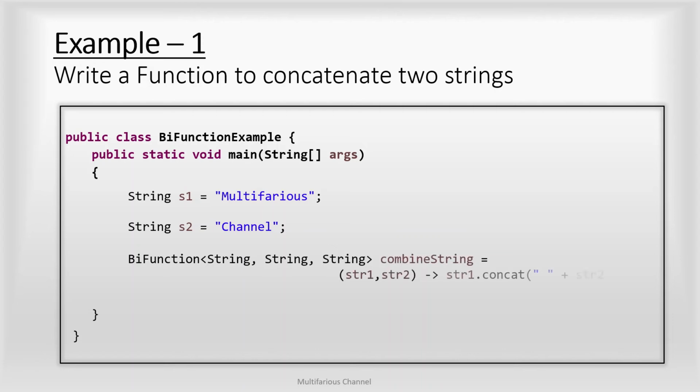So let's write a BiFunction. A BiFunction of type String, String, String, that is, it takes two input strings str1 and str2 and returns a string obtained by str1.concat with some space and str2. So let's see this code in action.